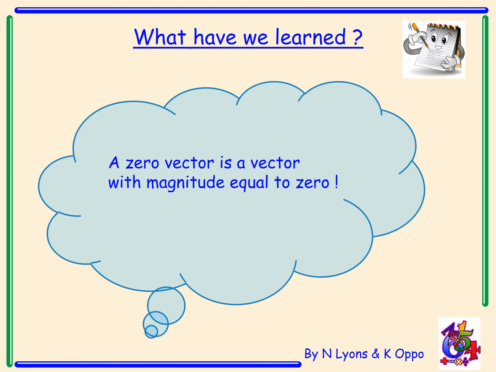So what have we learned today? A zero vector is a vector with magnitude equal to 0.